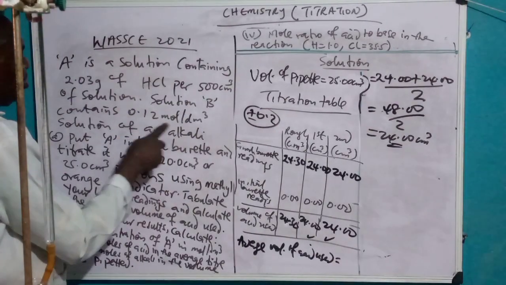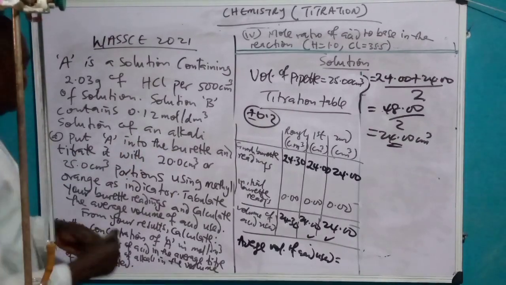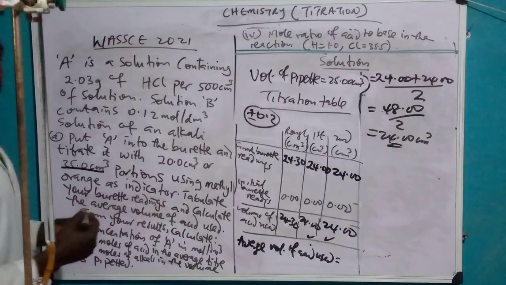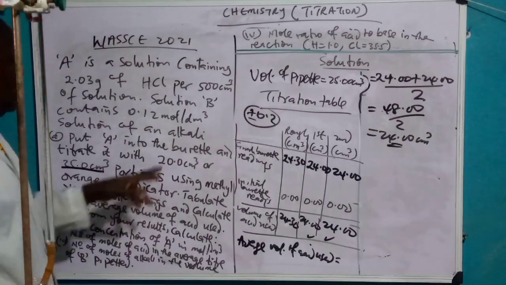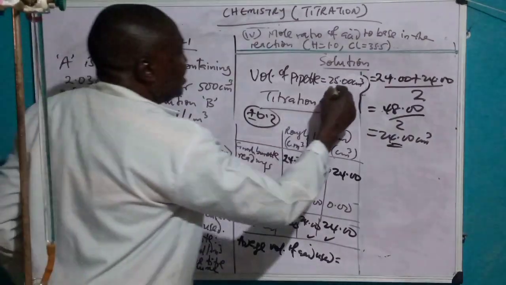Solution B contains this mole per dm³ solution of alkali. Put it into the burette and titrate it. We are using this because this is the one used in my school and in this class. Some schools use this. That's why you must indicate it. That's where your mark starts, and this is just 1 mark.